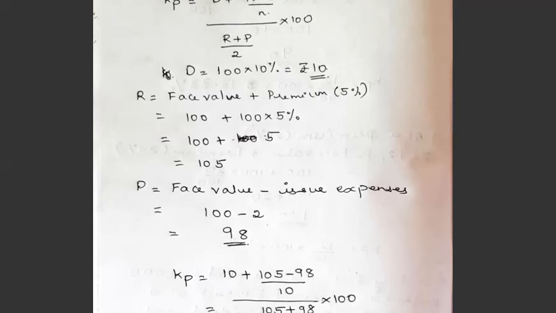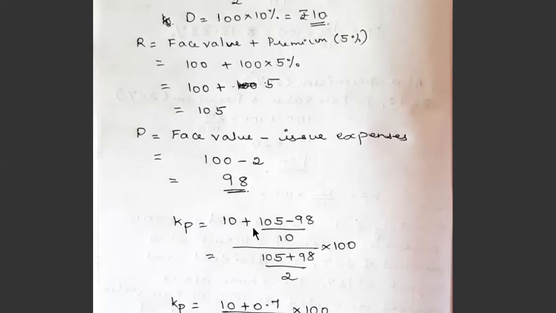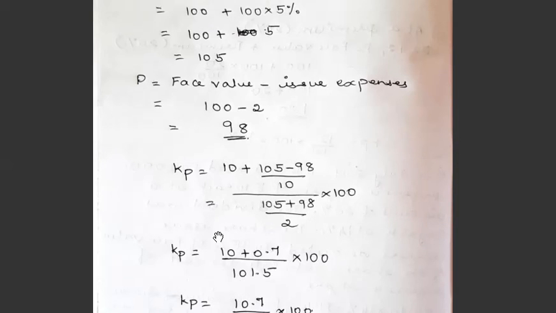Now use the formula. Kp is equal to 10 dividend plus 105 minus 98 divided by 10, the whole divided by 105 plus 98 divided by 2, into 100. Now how to calculate: write 10 here, plus 105 minus 98, you will get 7. 7 divided by 10, you will get 0.7. The whole divided by 105 plus 98 divided by 2, you will get 101.5.